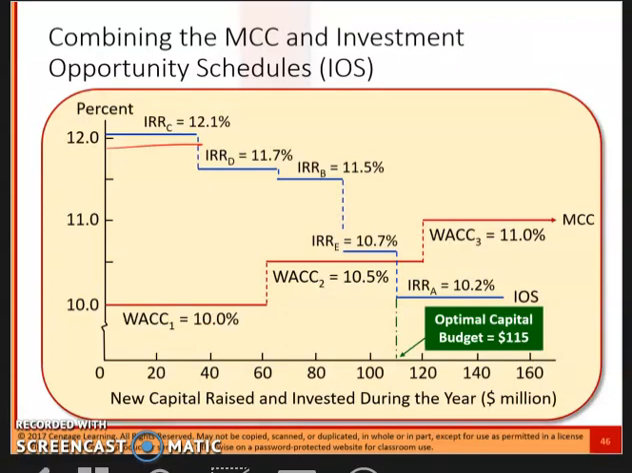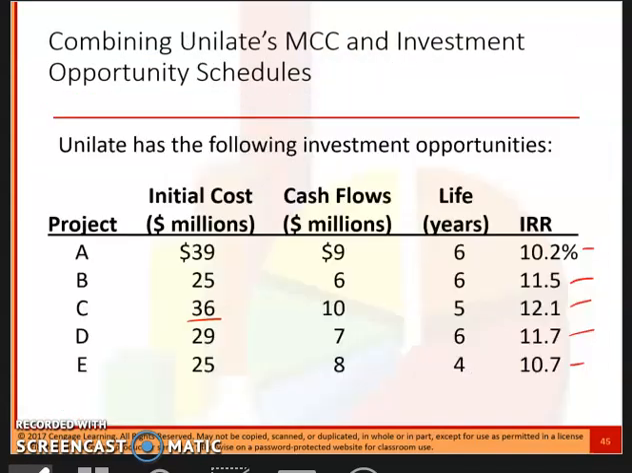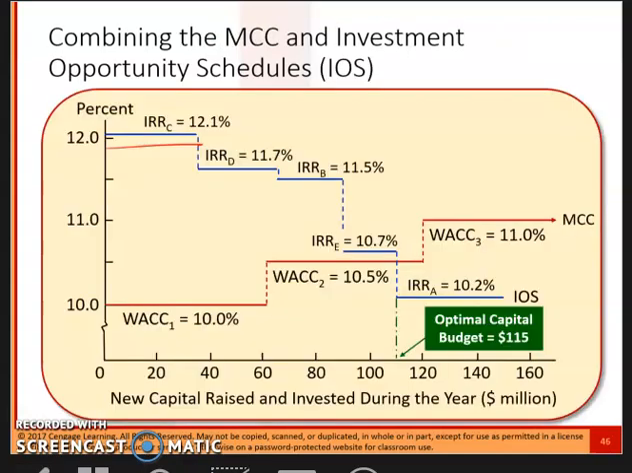It falls within the 61 million. Then D is 29 million. So 36 and 29 is 65, which is over the 61 million. So our weighted average cost of capital will have increased. 65 is somewhere in that neighborhood.